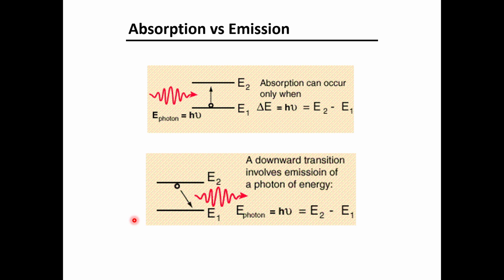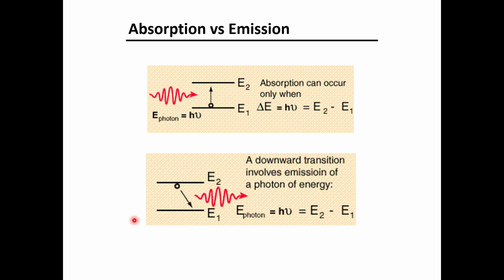So after that, there are two common terms, absorption versus emission. So absorption is the process in which the electron in a compound absorb the photon or the light energy. The light energy is in the form of photon. So this energy will be equal to h mu, where h is a Planck constant.